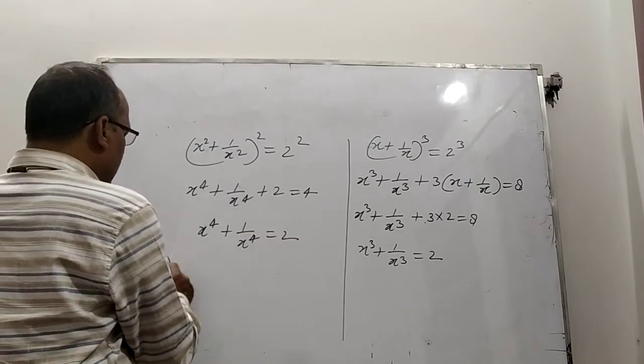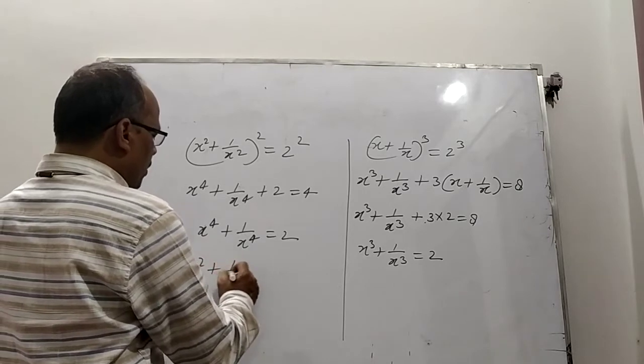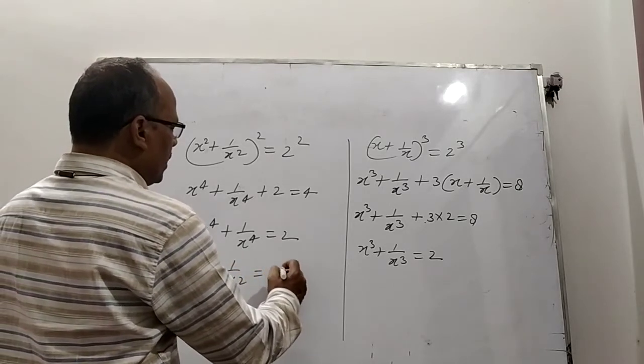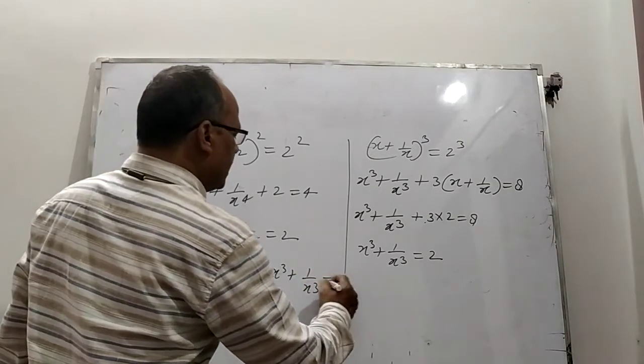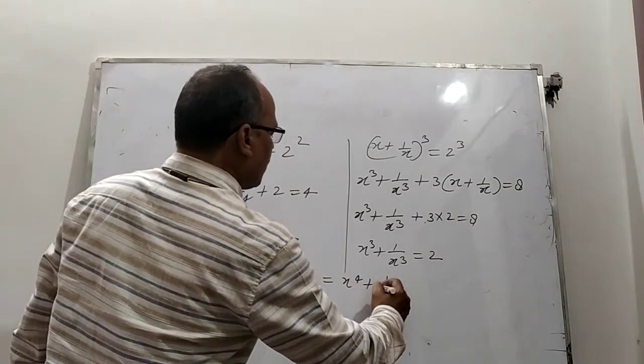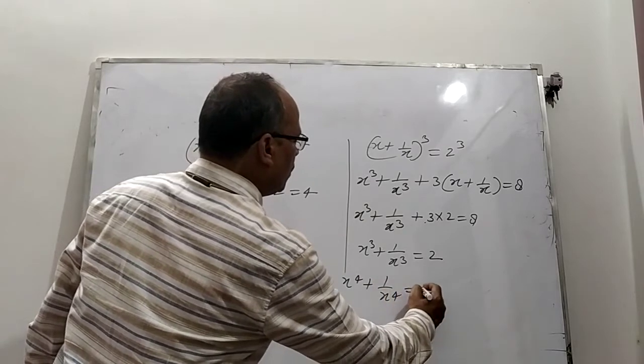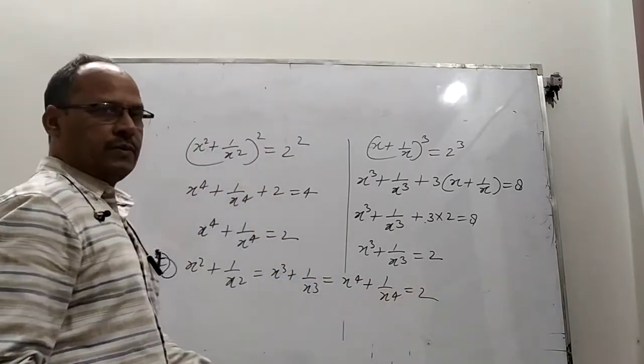So what did we get in the last? x square plus 1 upon x square equals x cube plus 1 upon x cube equals x raised to power 4 plus 1 upon x raised to power 4 equals 2. This is clear?